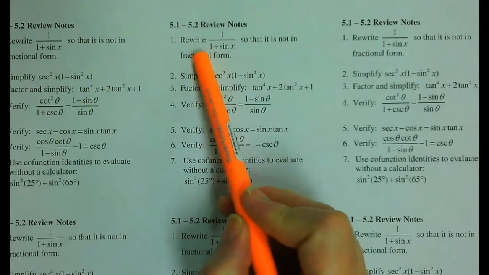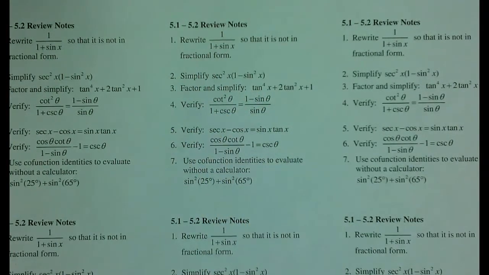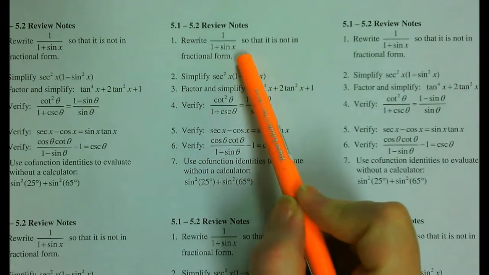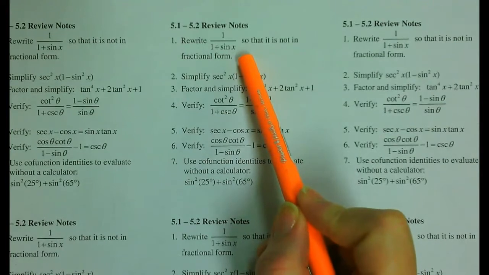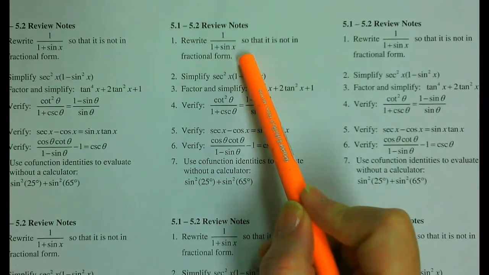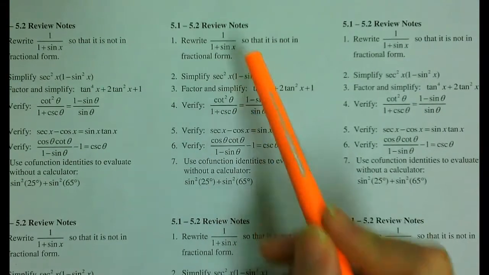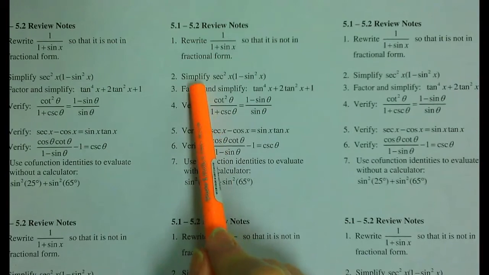So the first one says rewrite 1 over 1 plus sine x so that it is not in fractional form. So that's another way of saying simplify, but there's a little bit of a catch there because it's saying in the end, when you're finished, the goal is to not have any fractions. So you want to rewrite and work through the simplifying process until you don't have any fractions, and then you would stop the problem. The second one is just a straightforward simplify.